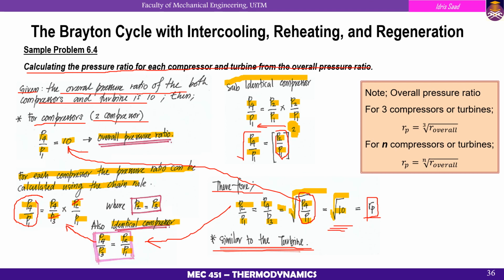So this is the note on how to calculate the overall pressure ratio. For three compressors or turbines, Rp is equal to the cube root of the overall pressure ratio, and for N compressors or turbines, it is just the Nth root of the overall pressure ratio. Let's say the question says you have 10 identical ones. Then Rp is equal to the overall pressure ratio to the power of 1/10.